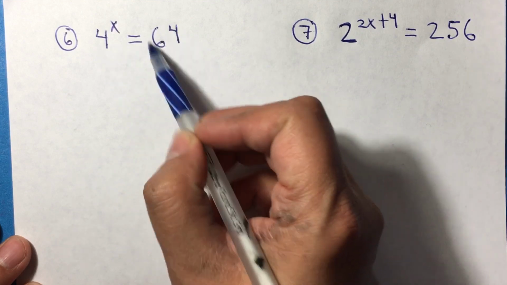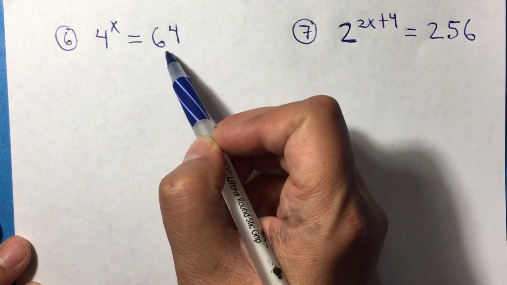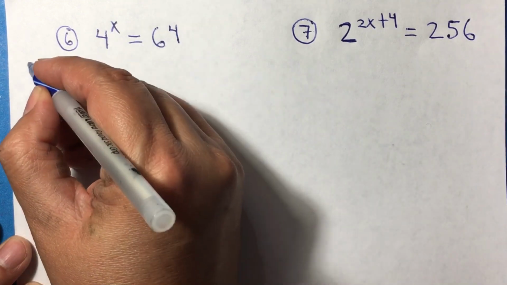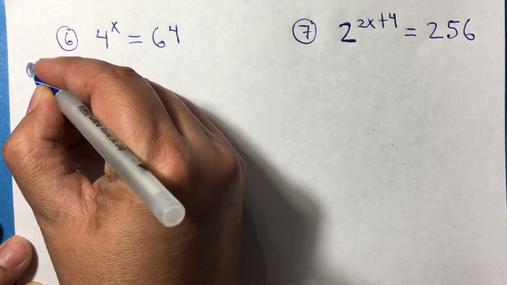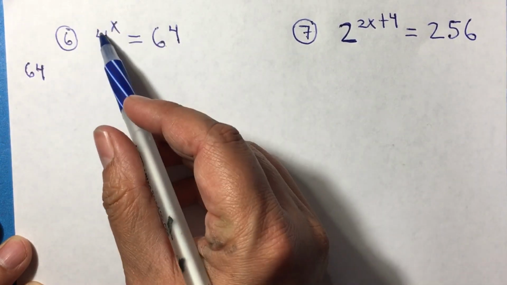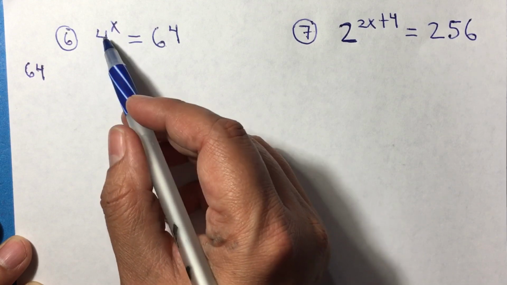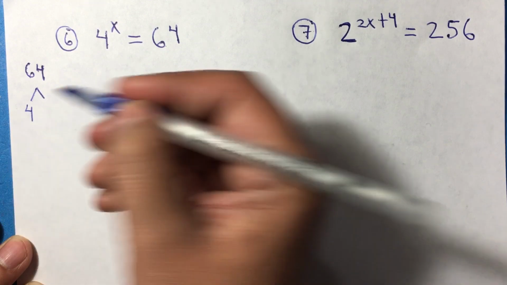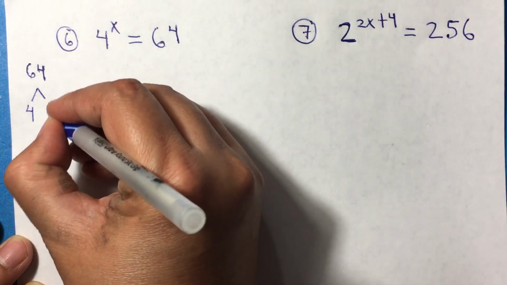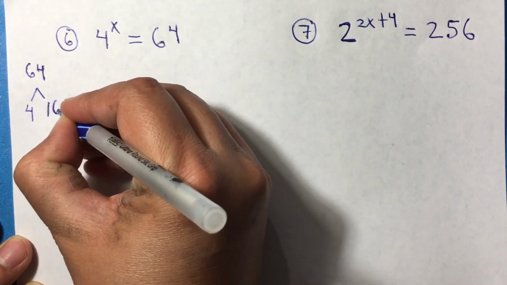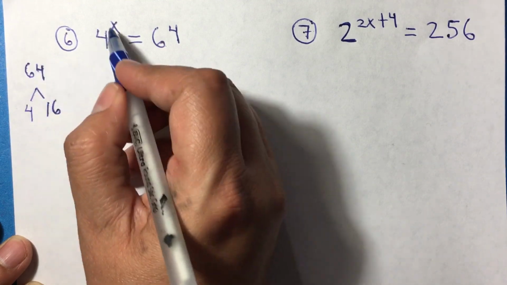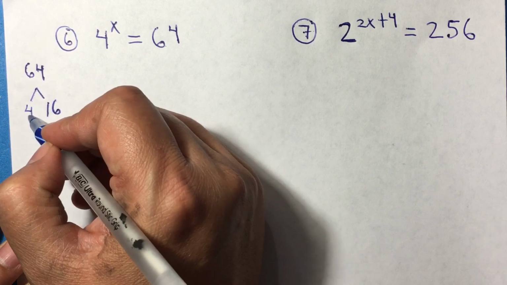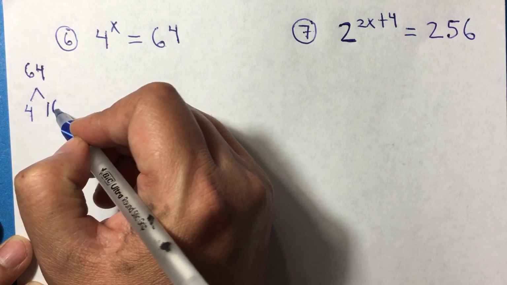Well, we have to do factorization. However, we're going to use the tree, but we're not going to use prime factors in here. We're going to use this base, which is 4, and we're going to start dividing. 64 divided by 4 is 16. If you're not sure, you can divide it with your calculator. Again, 64 divided by this one, and put the 4 in here and put the answer in here.